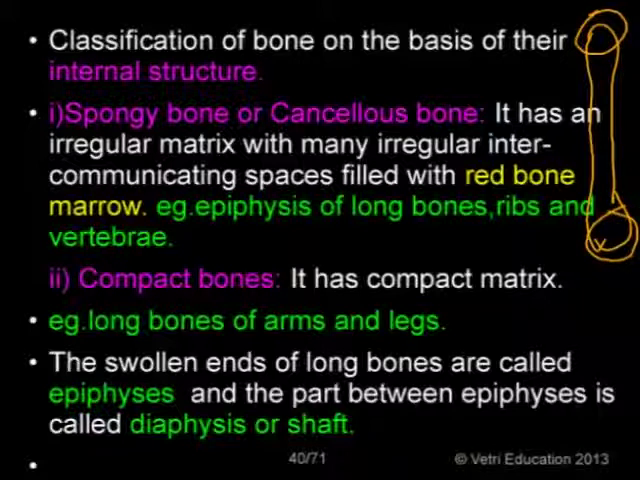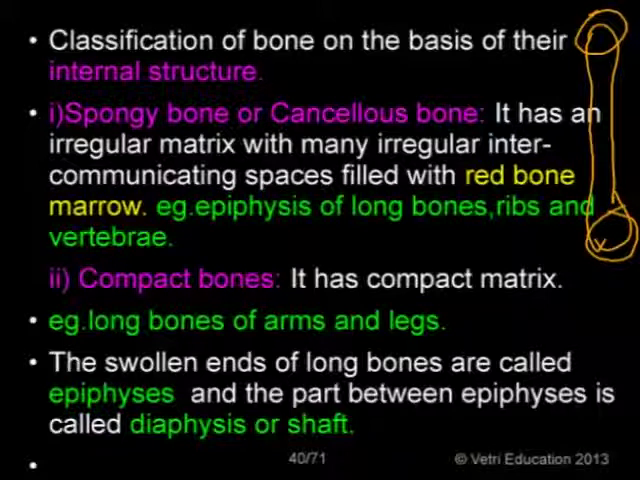So the end of the bone is normally soft in nature, and that bone is called cancellous bone or spongy bone because it has an irregular matrix. You might have seen this while choosing it. At the ends we have some sort of soft bone, a spongy bone, also called cancellous bone. Spongy in nature, you can break it easily. So it has an irregular matrix. The matrix is irregular here. And also, this irregular matrix has many irregular intercommunicating spaces.